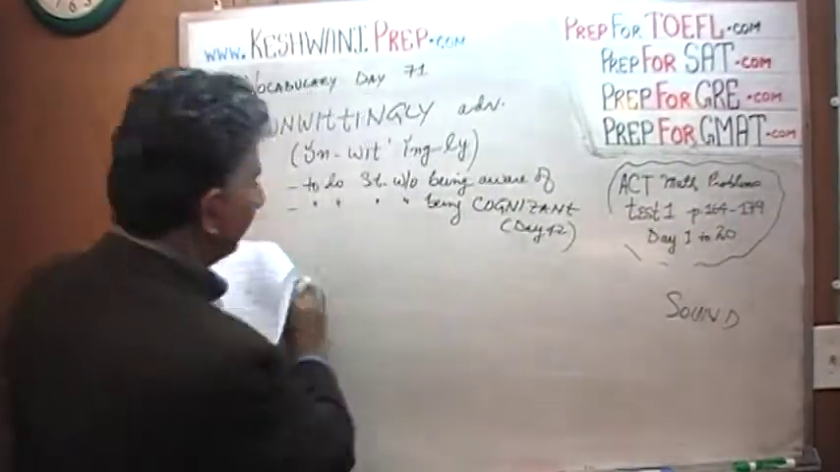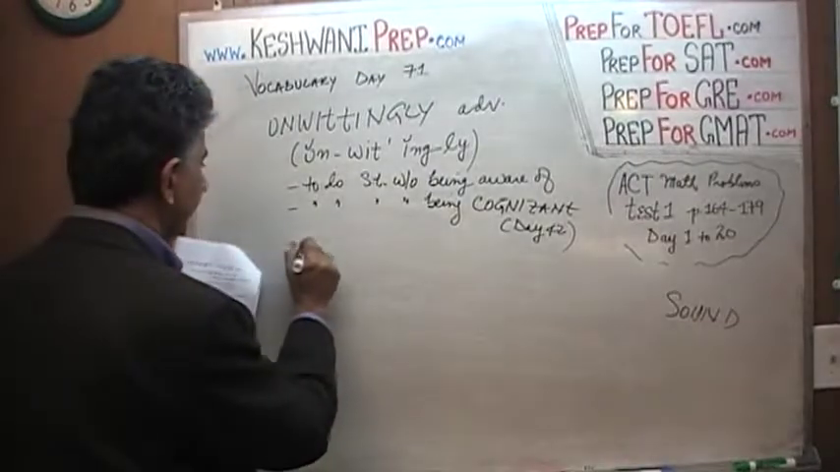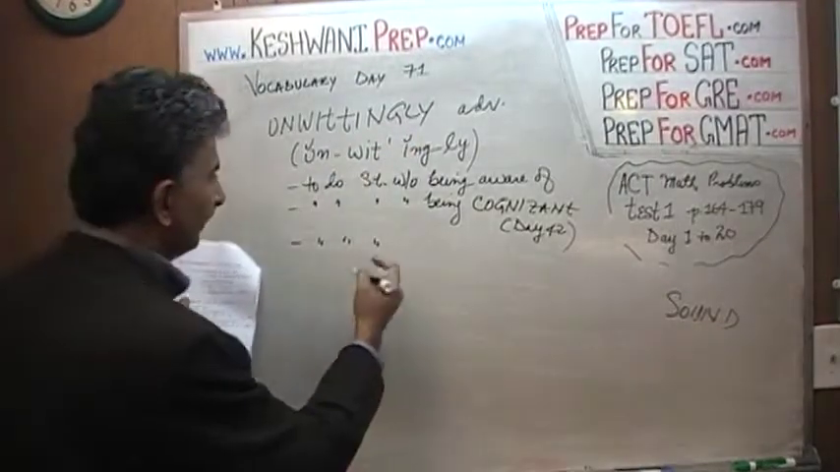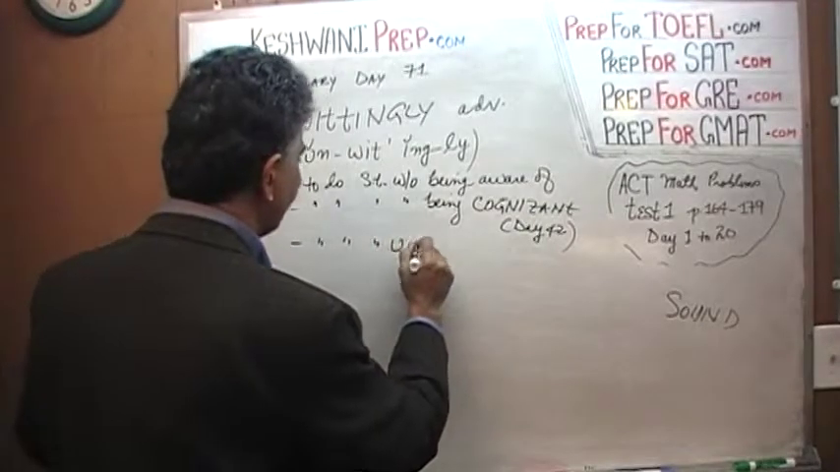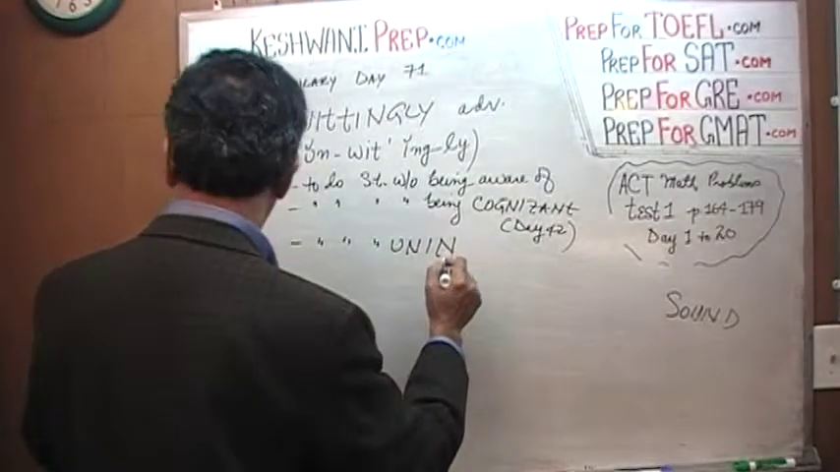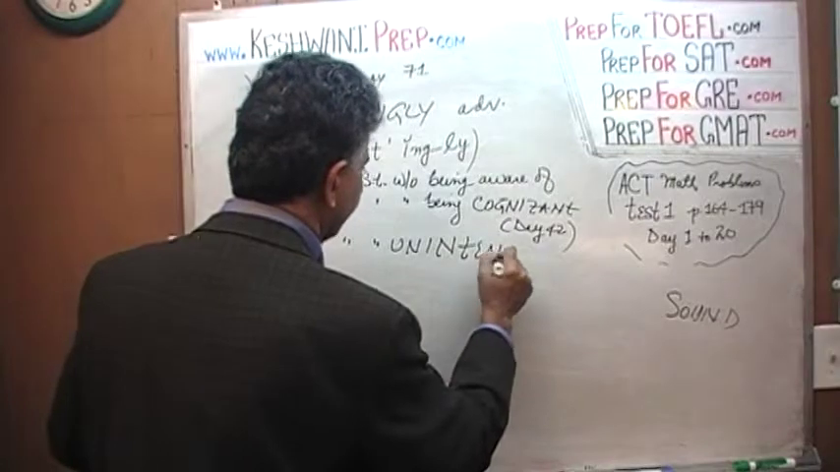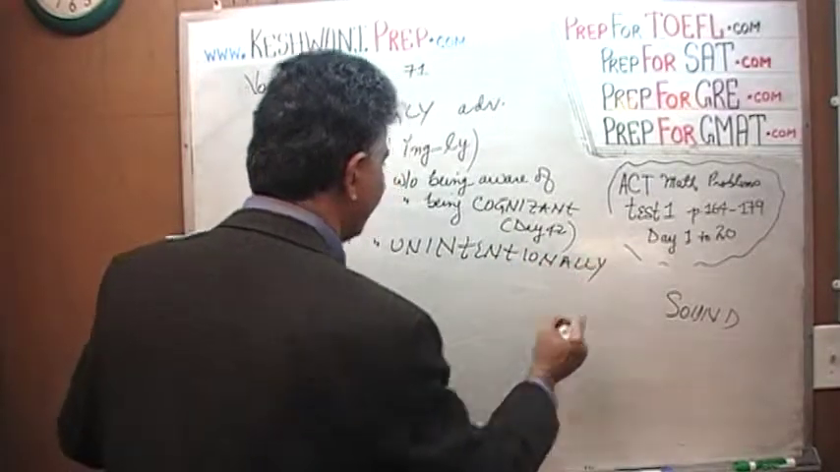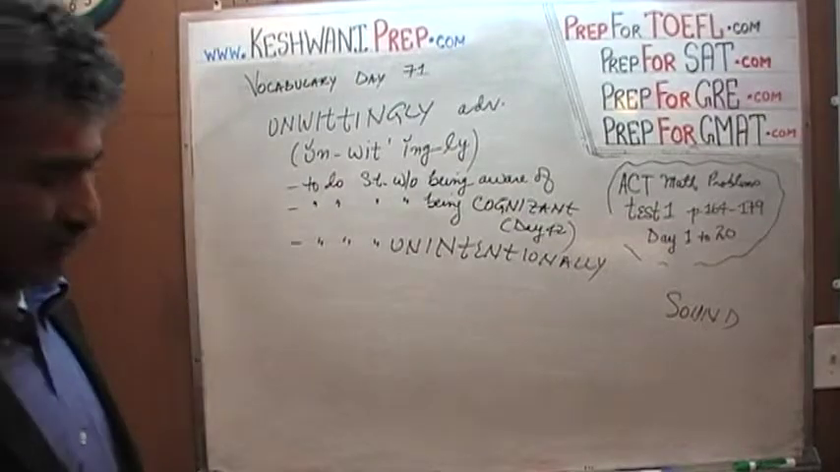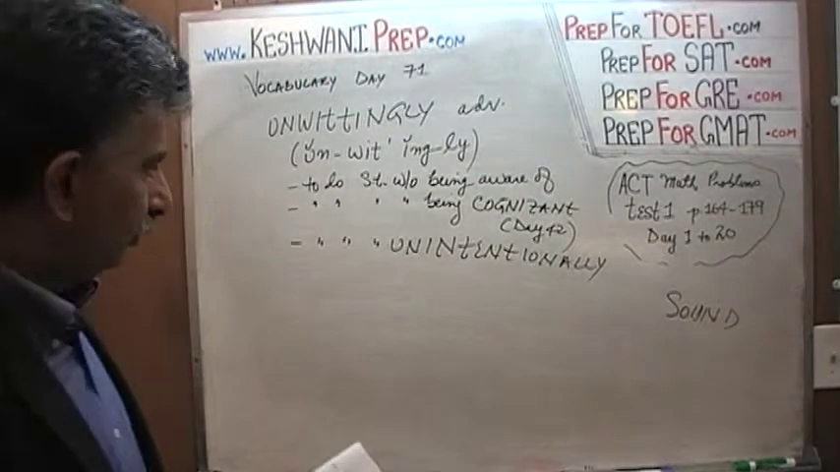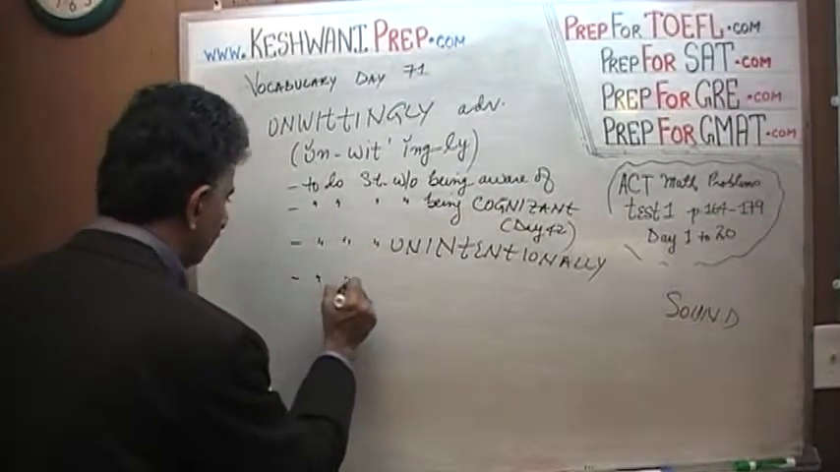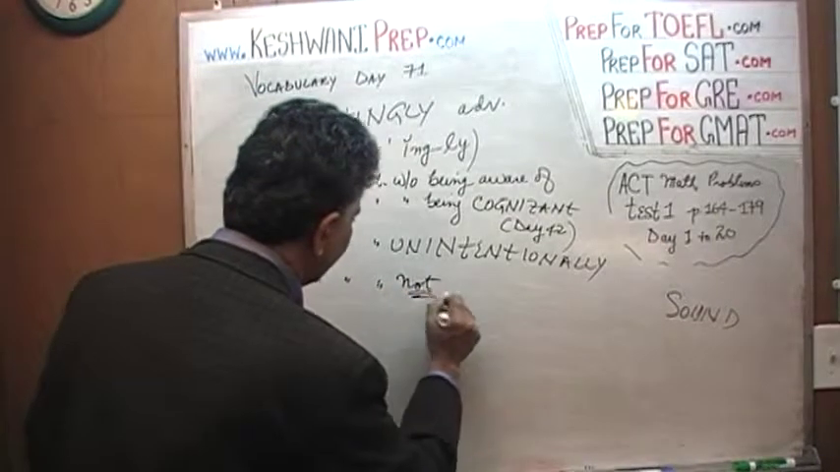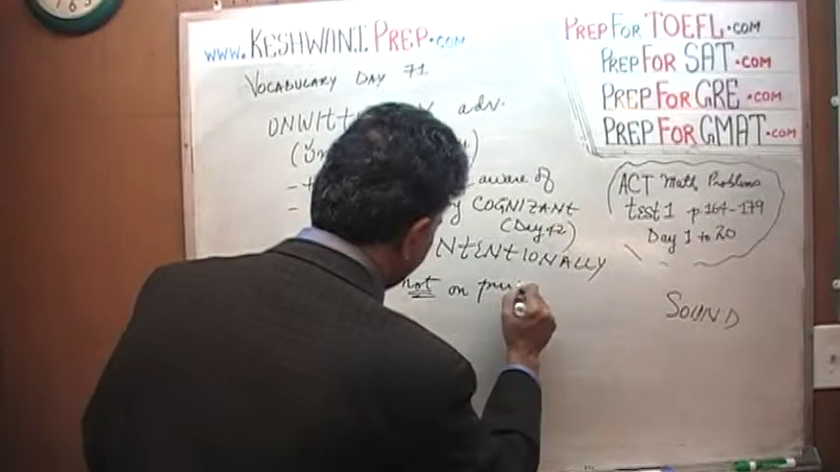To do something unwittingly means to do something unintentionally, without intention. You didn't mean to do it. It means to do something not on purpose.